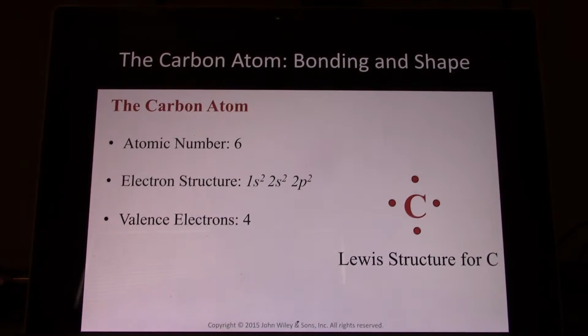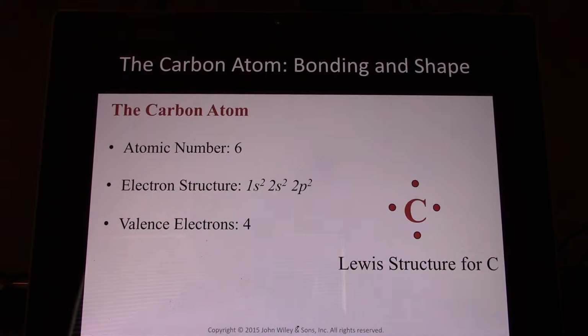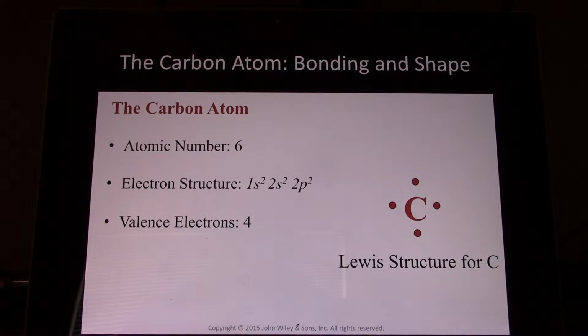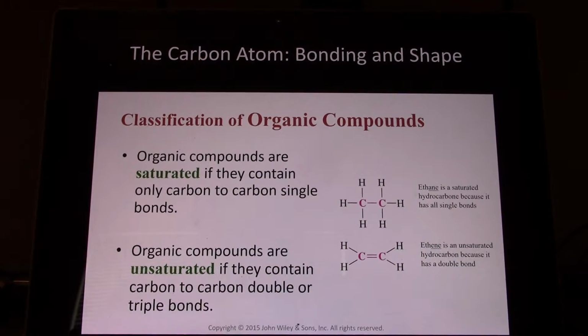The carbon atom: atomic number 6, 6 protons, 4 valence electrons. Its electronic structure was 1s2, 2s2, 2p2. And here we have a Lewis dot structure for carbon. Organic compounds are saturated if all the bonds are single bonds. They are unsaturated if there are double bonds.